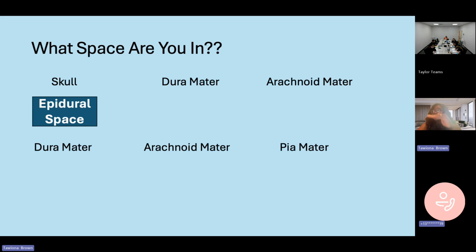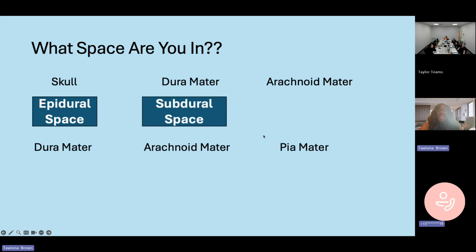Let's talk about between the dura mater and the pia mater. So now we're talking about below the dura mater. So what would that one be? Subdural. That's going to be your subdural space. Good job. And now let's go lower, okay? So now let's talk about what's between the arachnoid mater and the pia mater.